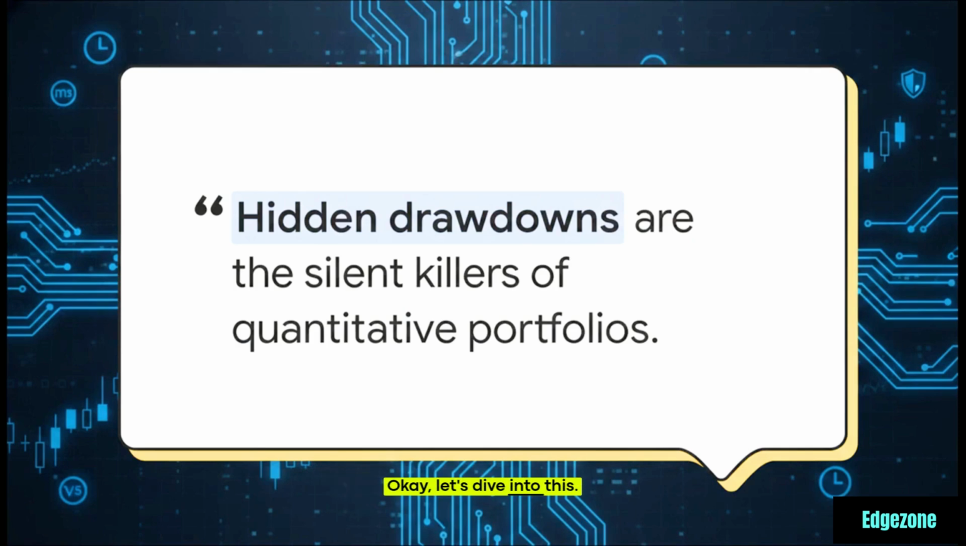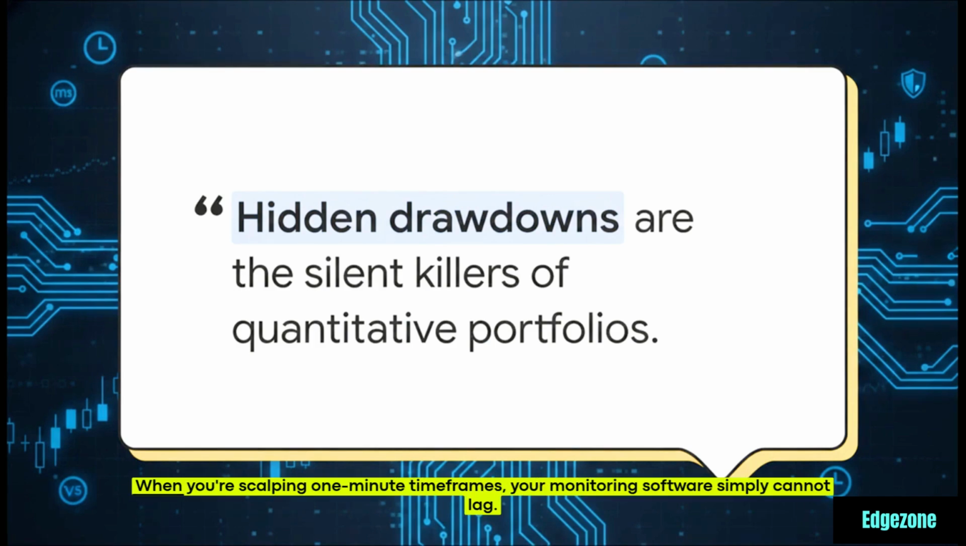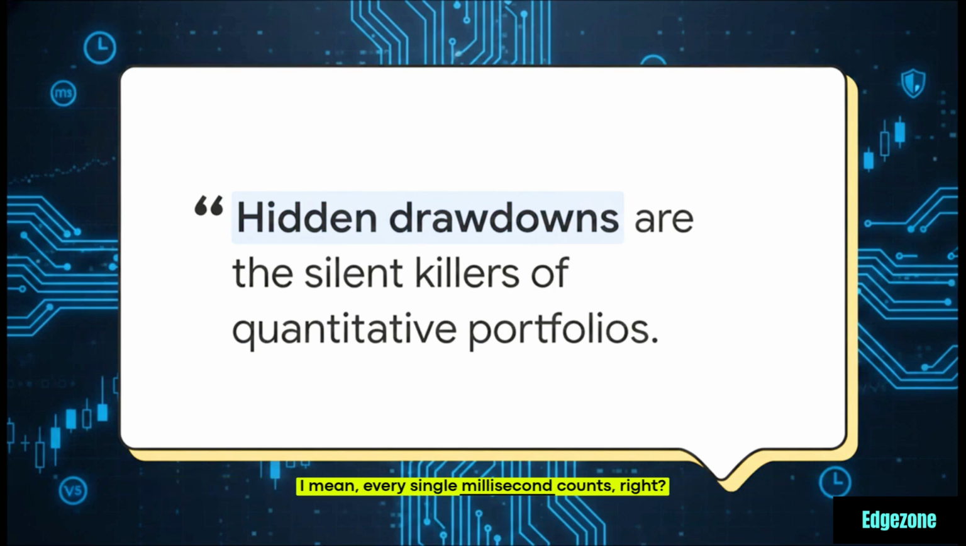Okay, let's dive into this. Hidden drawdowns are literally the silent killers of quantitative portfolios. Think about it. When you're scalping 1-minute timeframes, your monitoring software simply cannot lag. I mean, every single millisecond counts, right?